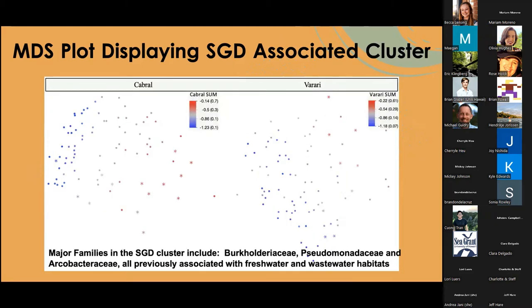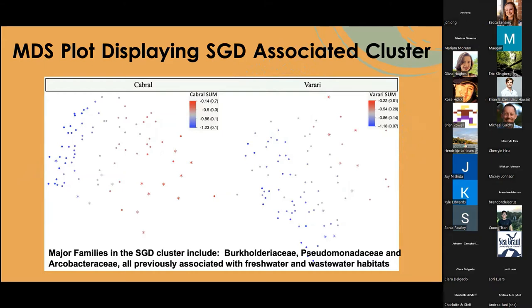Next, I performed hierarchical clustering of my microbial families and identified families that had higher relative abundance in the seep samples than in the adjacent reef samples. The major families inside this cluster included Burkholderiaceae, Pseudomonadaceae, and Archaebacteriaceae that have all been previously associated with freshwater and wastewater habitats.